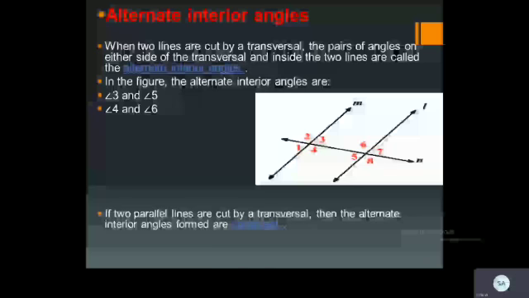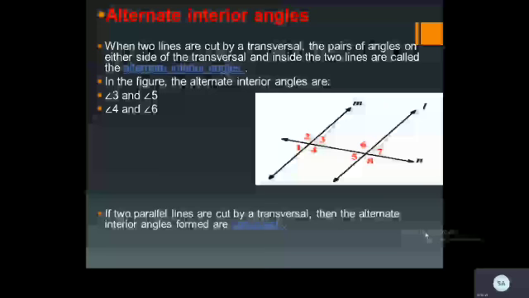Now, alternate interior angles. When two lines are cut by a transversal, the pair of angles on either side of the transversal and inside the two lines are called the alternate interior angles. In the figure, the alternate interior angles are 3 and 5, and angle 4 and angle 6. These angles are made on different sides of the transversal, right hand or left hand.